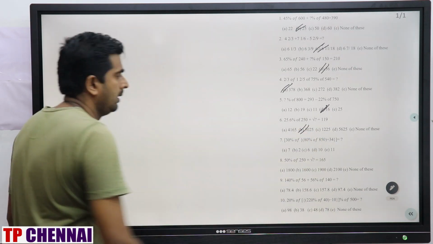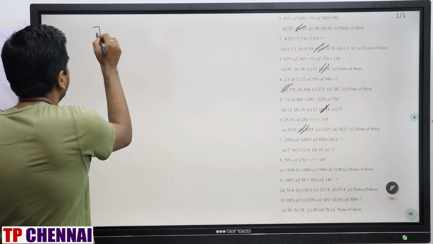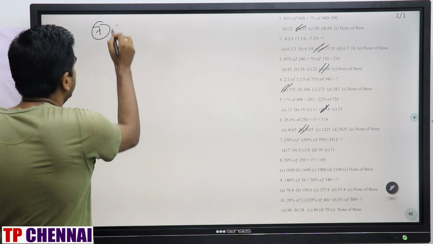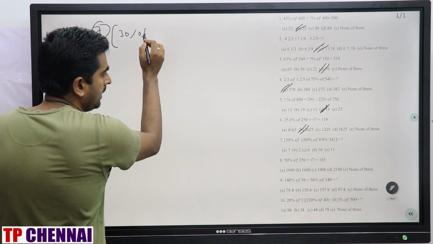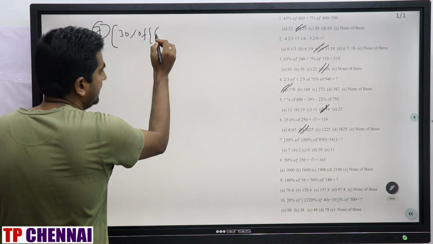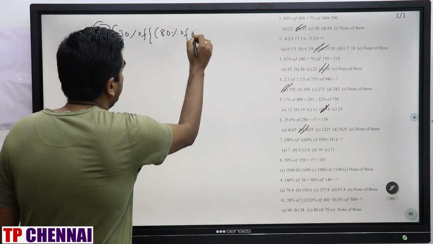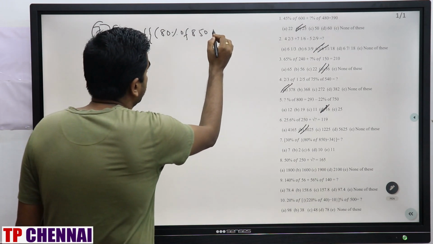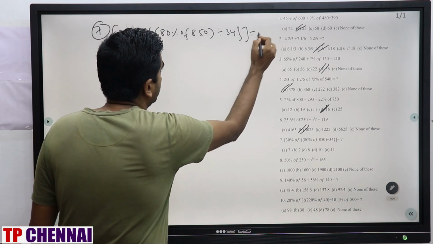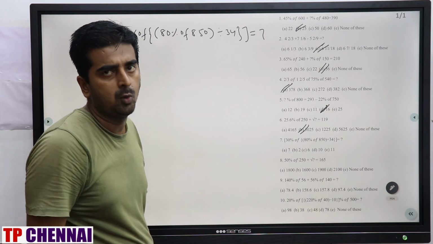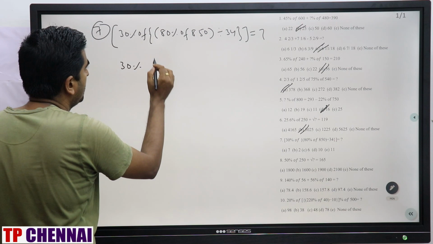Clear? So now we'll see question number 7. So they have given inside the bracket 30% of, then this bracket is there, 80% of 850 divided by 34 is equal to question mark. Purely based upon BODMAS rule, right? So this is 30% of, first I need to solve this one.